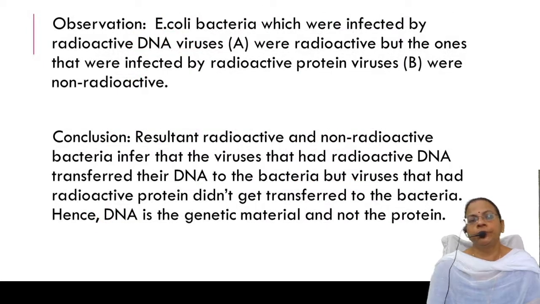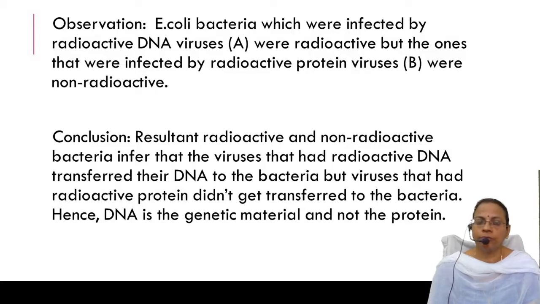Now we'll move on to the conclusion. So here the observation: E. coli bacteria which were infected by radioactive DNA viruses were radioactive, but the ones that were infected by radioactive protein viruses were not radioactive. And the conclusion they made: the resultant radioactive and non-radioactive bacteria infer that the viruses that had radioactive DNA transferred their DNA to the bacteria, but viruses that had radioactive protein did not get transferred to the bacteria. Hence, DNA is acting as the genetic material and not the protein.